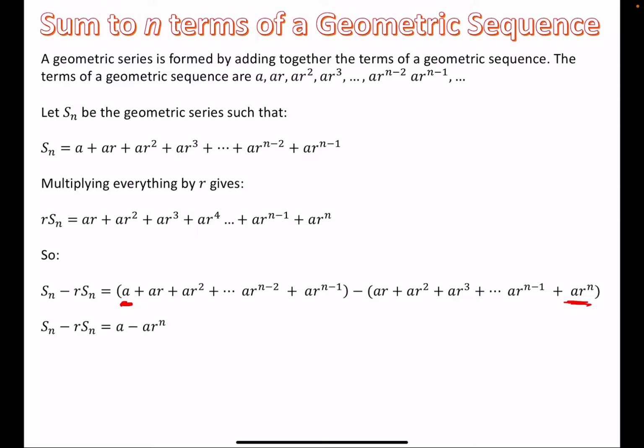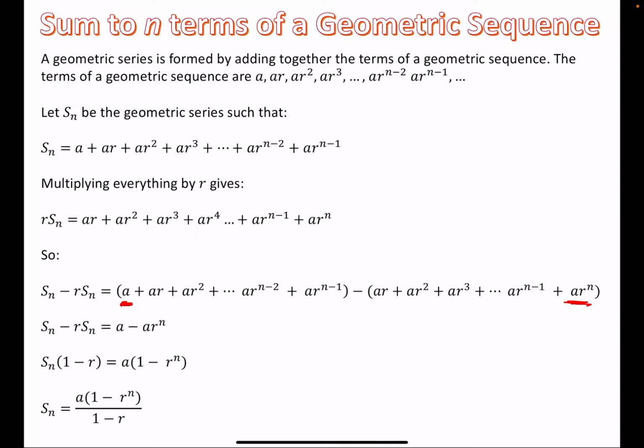Okay, and if we simplify this, because obviously what we're trying to do here at the end of the day is find a formula for Sn, we're going to take out Sn as a common factor here, and we can take out a as a common factor on the right-hand side. Then we can divide both sides by 1 minus r to give us a formula for Sn in terms of a, r, and n.